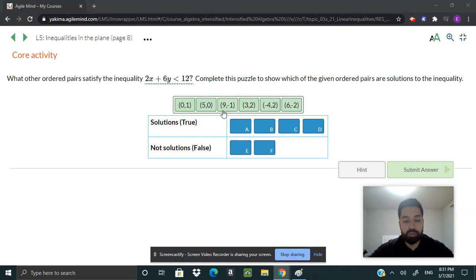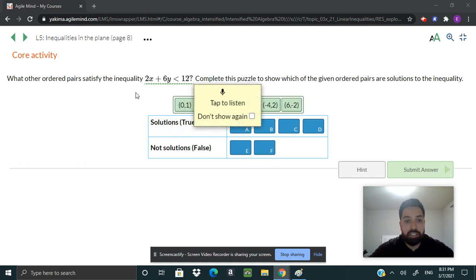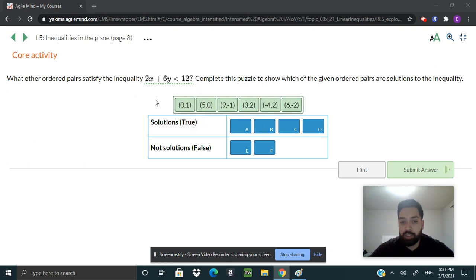Okay, so we want you guys to really understand what's going on here, and understanding which ordered pairs actually satisfy an inequality is part of the problem. So we have to see which ones work and which ones don't. Which ones make the inequality true? Those are the ones that are solutions. Which ones make the inequality false? Those are the ones that are not solutions.